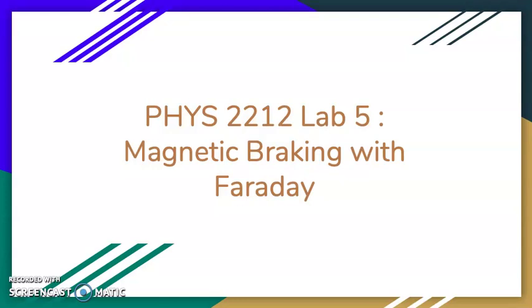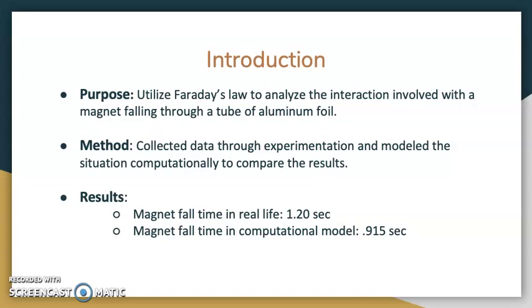Physics 2212, Lab 5, Magnetic Bracking with Faraday. The purpose of this lab was to utilize Faraday's law to analyze the interaction involved with a magnet falling through a tube of aluminum foil. We did this by collecting data through experimentation and then modeling the same situation computationally and then comparing the results.